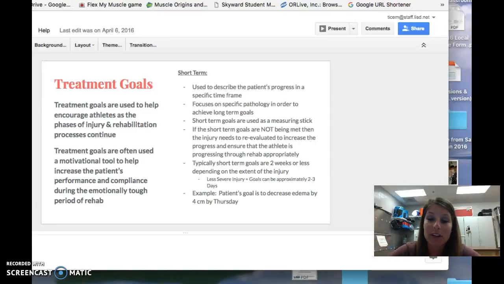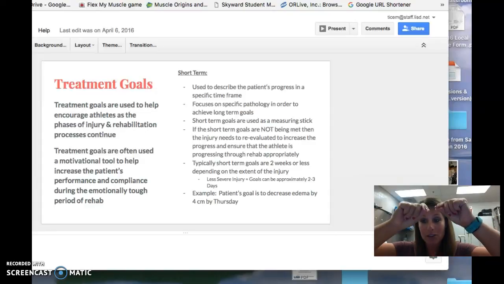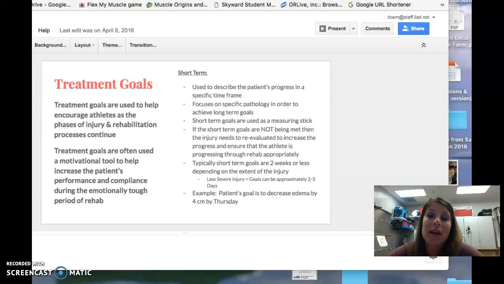So I have an example here on the page, and it says the patient's goal is to decrease edema by 4 centimeters by Thursday. On Thursday, that athlete will come in, you will physically measure, and it's either a yes or a no. They've either passed it or they didn't. It's very important to have those short-term goals. So now I ask you, what happens if they don't make that short-term goal? You have a couple options.